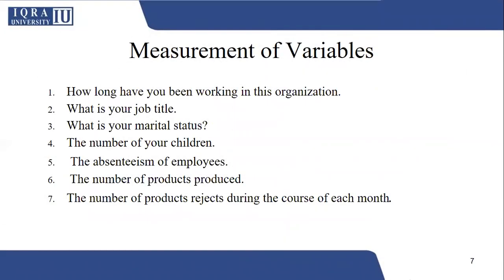how long have you been working in this organization? What is your job title? What is your marital status? The number of children? The absenteeism of employees? The number of products produced? The number of products rejected during the course of each month? All these are objective in nature. These variables are objective in nature. That is, you can measure these variables.